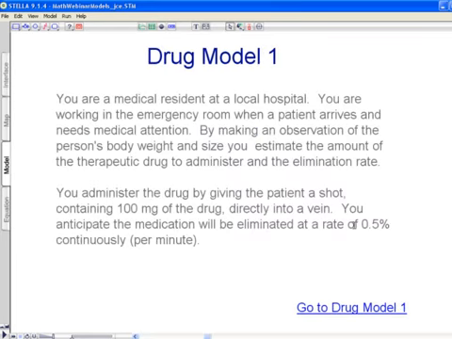They like being considered physicians. They are a medical resident at a hospital, and a patient comes in and they have to treat this patient. They administer a drug by giving the patient a shot containing 100 milligrams of the drug, directly into the vein, so it is essentially considered activated immediately. And it is being eliminated at a rate of 0.5%.